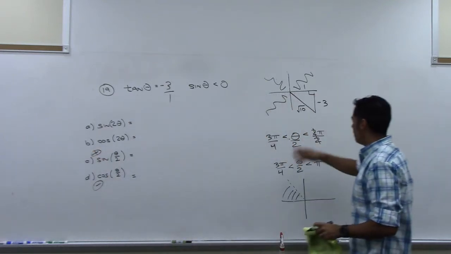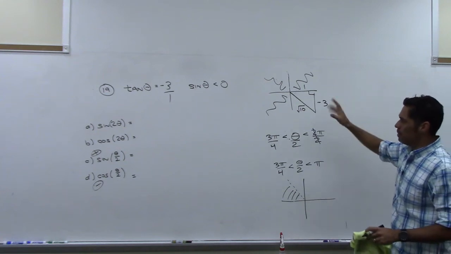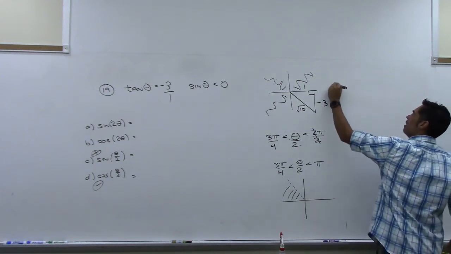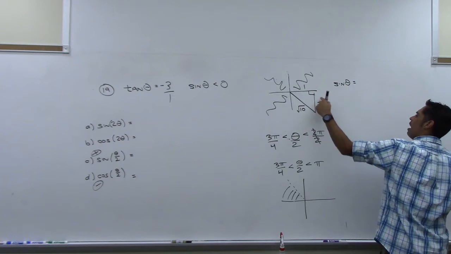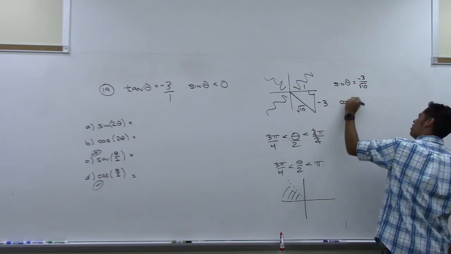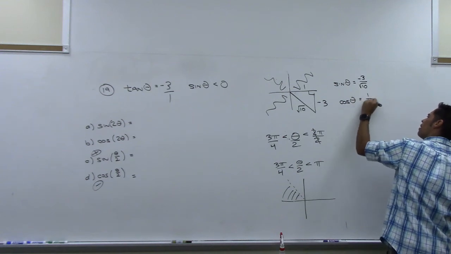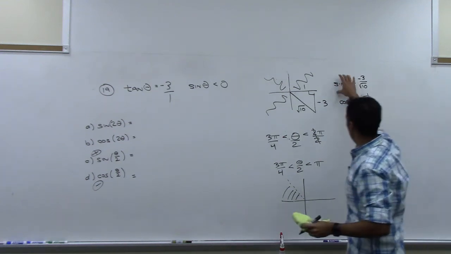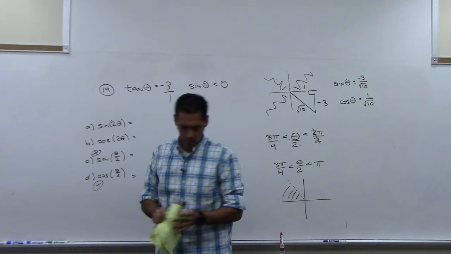And then just plug into the formulas. You'll plug in both sine theta and cosine theta. Sine theta is opposite over hypotenuse. Cosine theta is adjacent over hypotenuse. So we should just use those and plug them into the formulas and we'll be good to go.